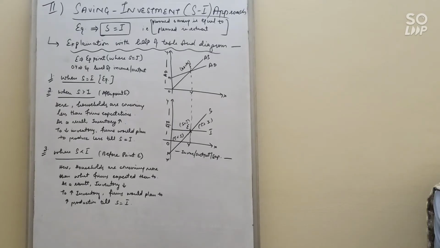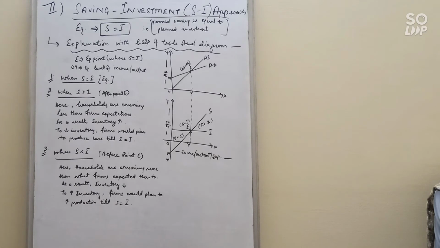Next is the saving and investment approach. According to Keynes, we can determine the equilibrium level of income, output or employment where saving is equal to investment, that is, planned saving is equal to planned investment. So S is equal to I is the equilibrium point. You will write the meaning of saving and investment.